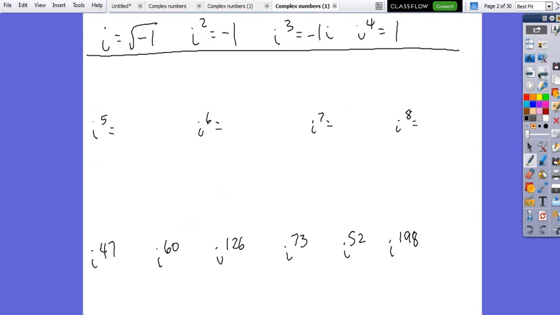Okay, here we have some examples dealing with i raised to different powers. Now, at the top of the page, we have our basic values for i raised all the way up to the 4th degree. So you've got i to the 1st, i to the 2nd, i to the 3rd, i to the 4th. Everything comes from these 4 situations. All other situations are going to match one of these 4 things. So I'll let you get that copied down, and then we will come back to it.